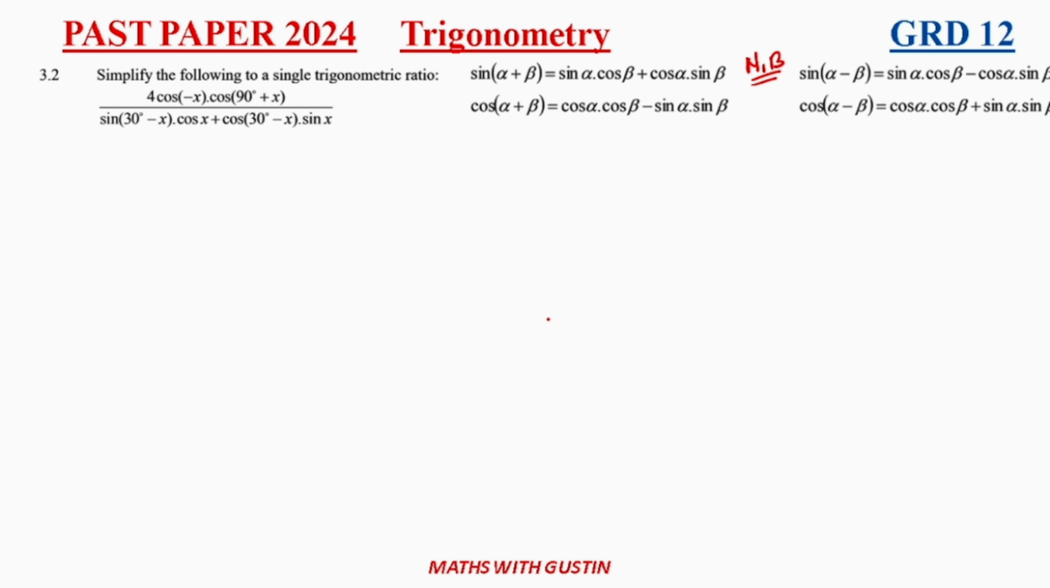Let's have a look at question 3.2. It says simplify the following to a single trigonometry ratio. All right, very interesting one. So let's have a look at this one. It's a reduction, right? So here at the bottom they've already expanded, so let's just come here and continue from here. Equal to, here we go.